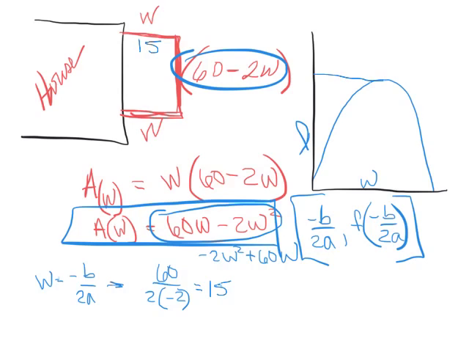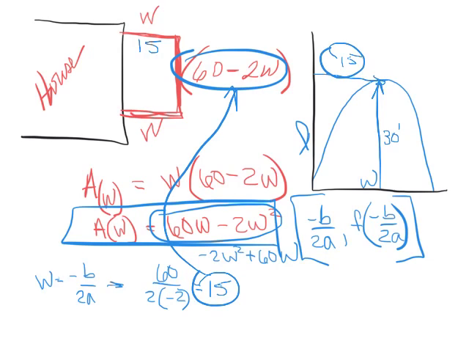So this came over 15. That's my x value. Now I need to know how far I had to come up. Well, all I'm going to do is take this 15 and plug that into 60 minus 2W and end up getting 30 for that part of it. So we went up 30 feet. So 15 wide, 30 long, 15 wide gives me my 60, and that gives me my answer. 15 by 30 is going to be the place where I have the most square feet.